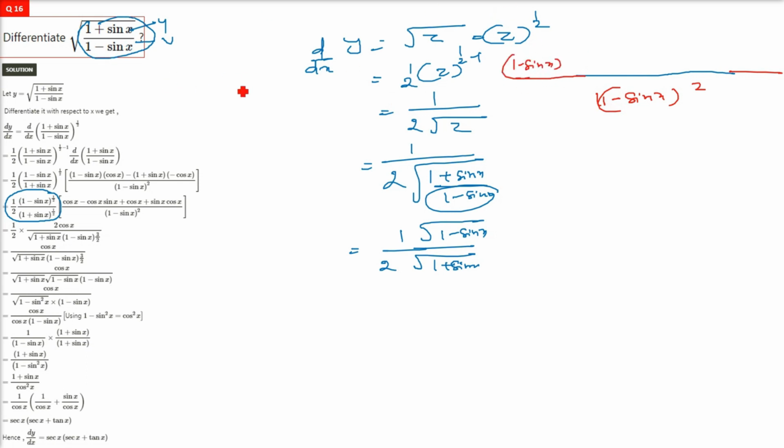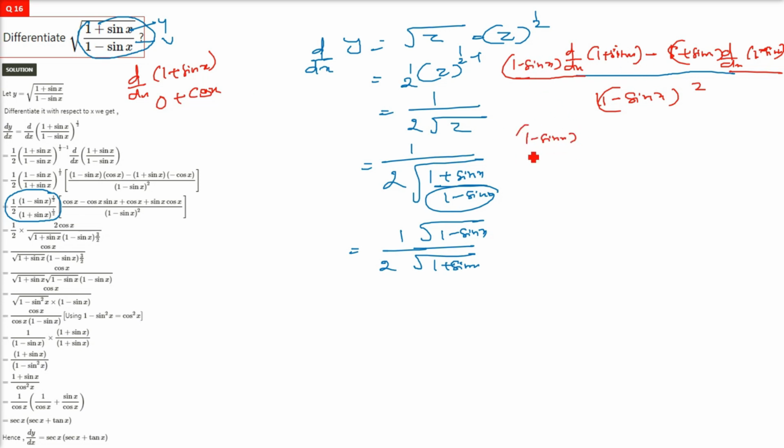Then the differentiation of 1 plus sin x, d by dx of 1 plus sin x. Then you have a negative sign. Then you have 1 plus sin x and the differentiation of 1 minus sin x. So d by dx of 1 plus sin x: the derivative of 1 is 0, sin x gives cos x. d by dx of 1 minus sin x will give you minus cos x. So (1 minus sin x) times cos x, then minus, you have (1 plus sin x), just write it like that.